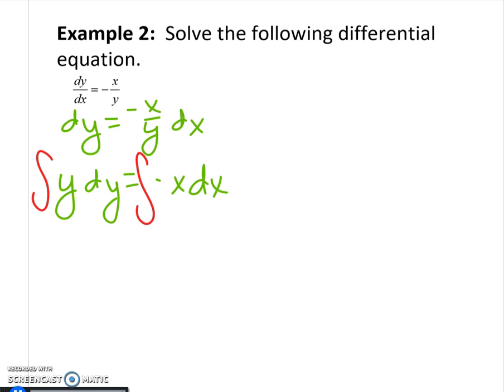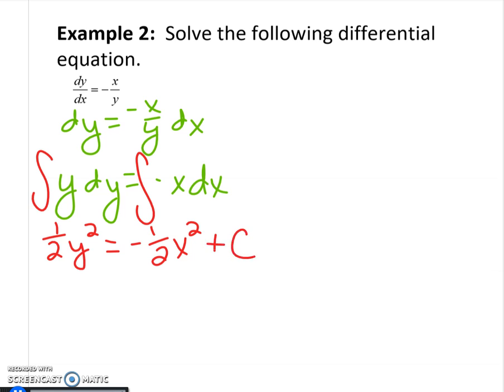So you think through these, just reverse power rule or any other rules that apply to whatever the expression is. So that y is a y to the first, so it would go back to being y to the second. And to figure out the coefficient, remember we do old coefficient divided by new exponent, so it would be 1/2 y squared. And then on the right-hand side, we have negative x, which is actually going to integrate the exact same way, except it'll be negative. So we have negative 1/2 x squared. And this is an indefinite integral, so it does need a plus c on it.